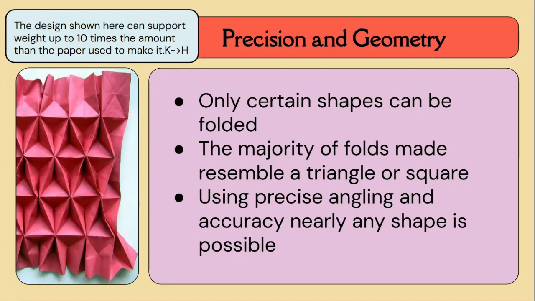The design on the left depicts a fold that can support up to 10 times the amount of weight as the paper that was used to make it. It can absorb kinetic energy and displace it throughout the rest of the, well, body of the fold. Using this precision and these rules of geometry, we can make things like this and so much more.